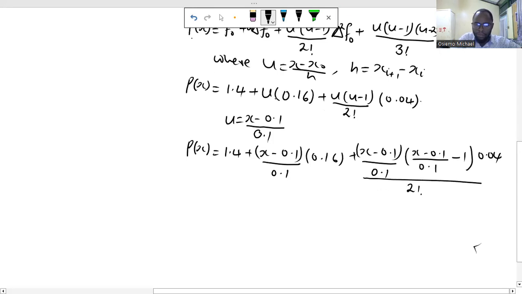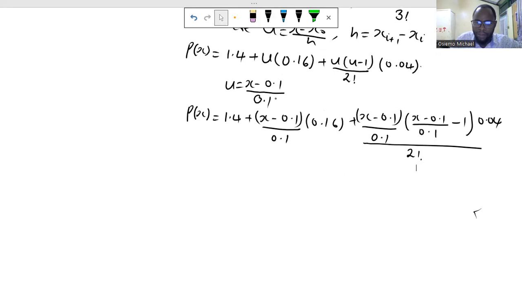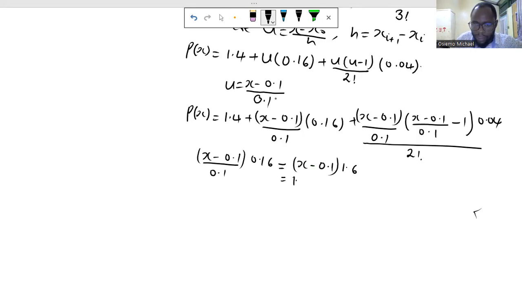So we need to simplify one by one. Let us simplify this part first, the x minus 0.1 over 0.1 multiplied by 0.16. When we simplify, we are going to have x minus 0.1 over 0.1 multiplied by 0.16, which is the same as x minus 0.1 multiplied by 1.6. And so this will give 1.6x minus 0.16.